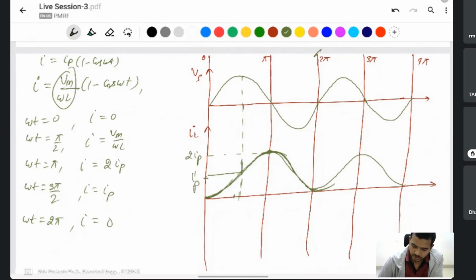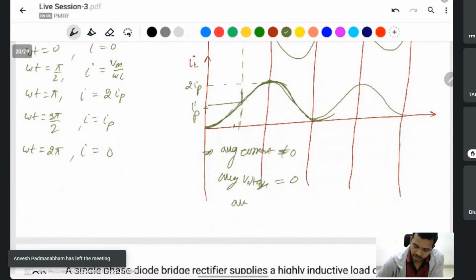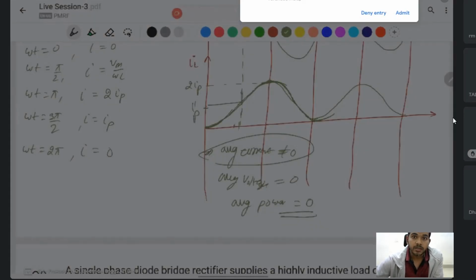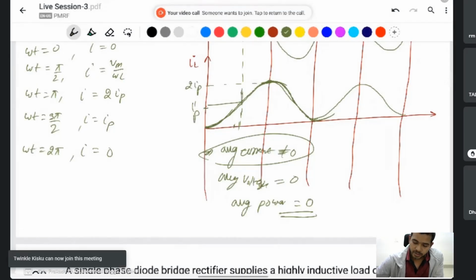You can also see here that the average inductor current is not equal to 0, but the average inductor voltage is 0. That's why the average power through the inductor is also 0. But in a capacitor, the average voltage is not 0 and the average current is 0.